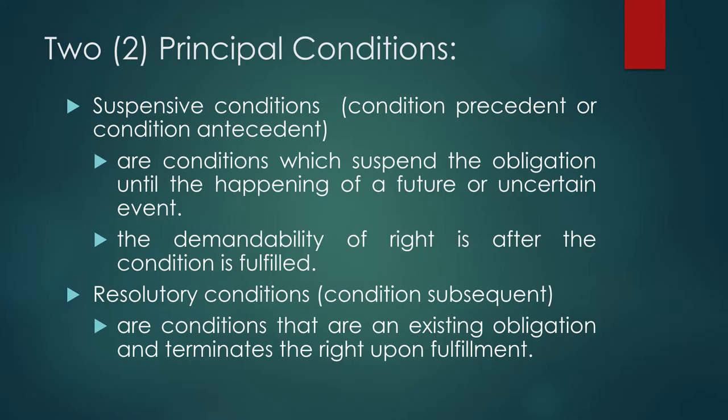So that's the difference between a resolutory condition versus a suspensive condition. A suspensive condition creates or gives rise to the obligation, while the resolutory condition extinguishes the obligation. These are conditions on an existing obligation that terminate the right upon fulfillment. So the moment the condition happens or occurs, the obligation is extinguished. That's resolutory. Okay? Suspensive, if the condition happens, the obligation arises. So that's the difference. But both of them are in the future and both of them are uncertain.